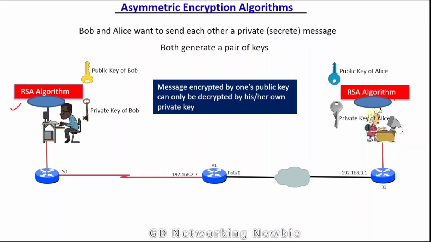Now the important thing is that a message encrypted by one's public key can only be decrypted by his or her own private key, or a message encrypted by a private key can only be decrypted by the public key. So let's say if Bob encrypts some message with his own public key, then that message will only be decrypted by the private key of Bob himself.